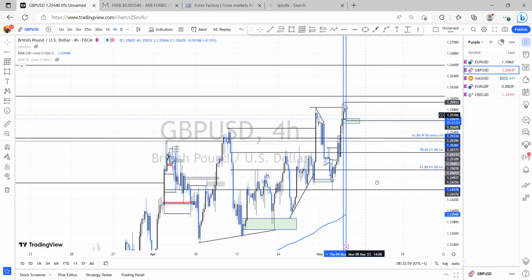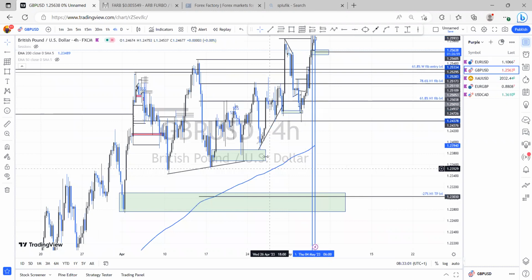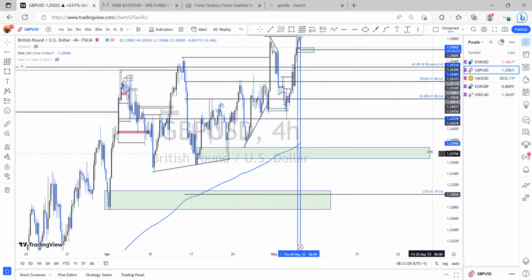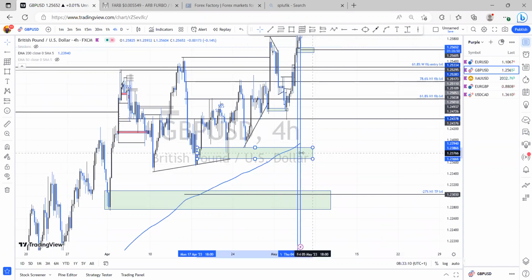A very nice fall to the downside, probably to this 200 EMA right here. Because the 200 EMA is a magnet, as much as liquidity is a magnet.